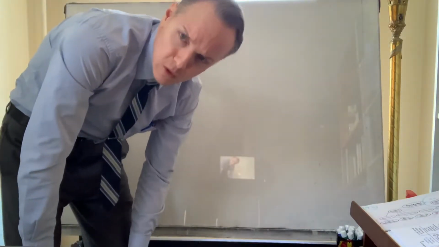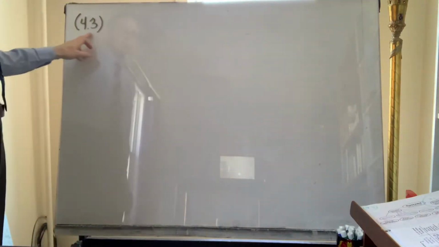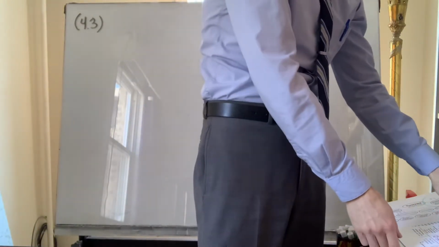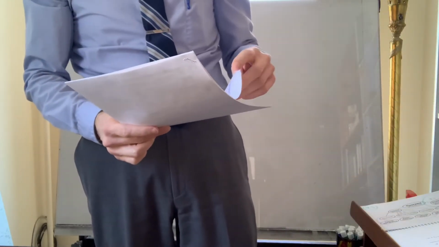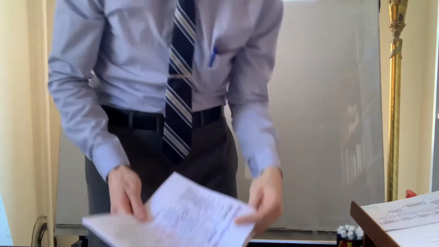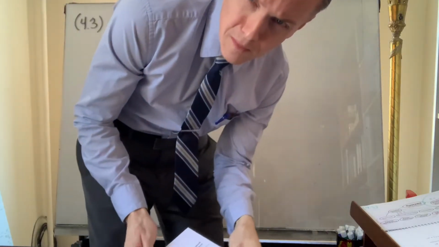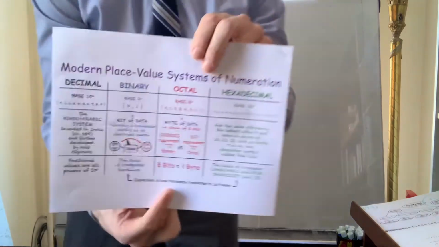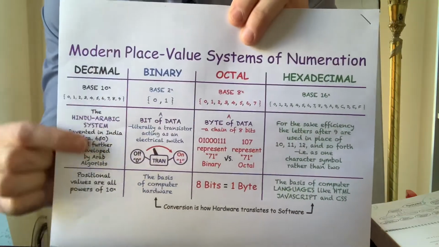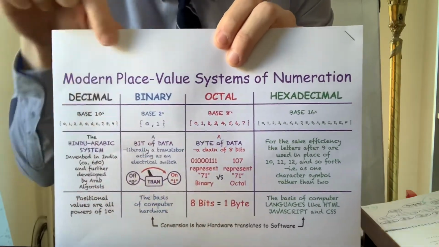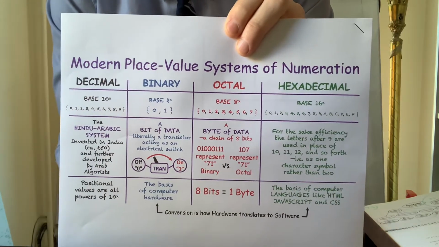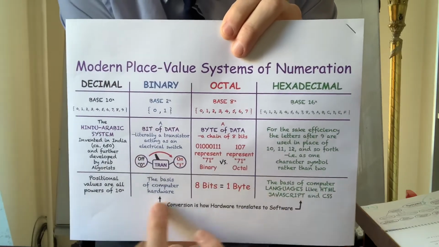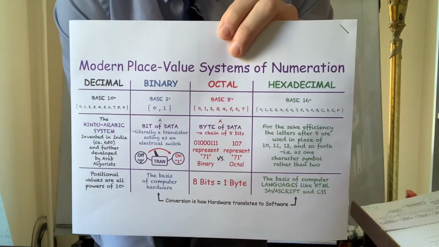Hello again, 114. Today we're going to be covering section 4.3. The packet. I have two of basically the same diagram, but one of them is filled in, so I made it available on Canvas. This is the information I want to go through with you for today's section, the modern place value systems of numeration. It's really these three that you see here, binary, octal, and hexadecimal, that are the most important.